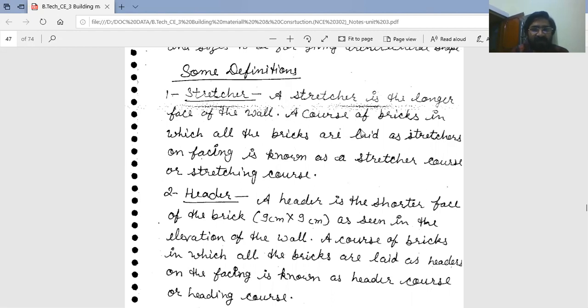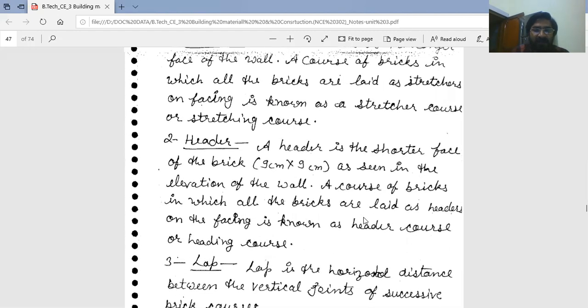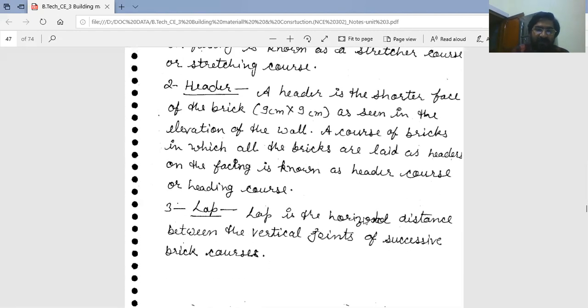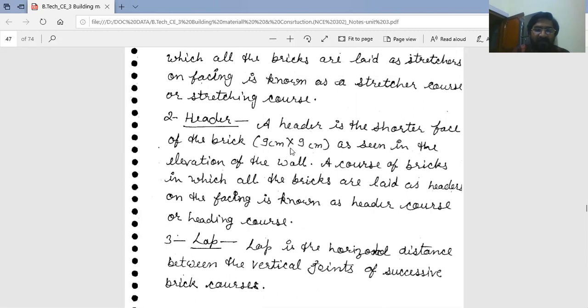A stretcher is the longer face of the brick. That is stretcher. Second is header. A header is the shorter face of the brick. That is 9 by 9 centimeter. The standard size of the brick is 19 centimeter length, 9 centimeter width, and 9 centimeter height. So header is 9 by 9 centimeter.